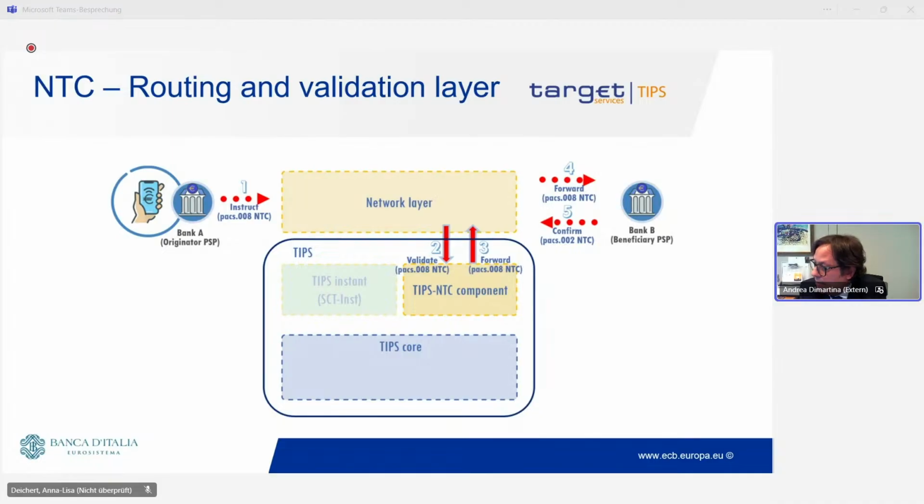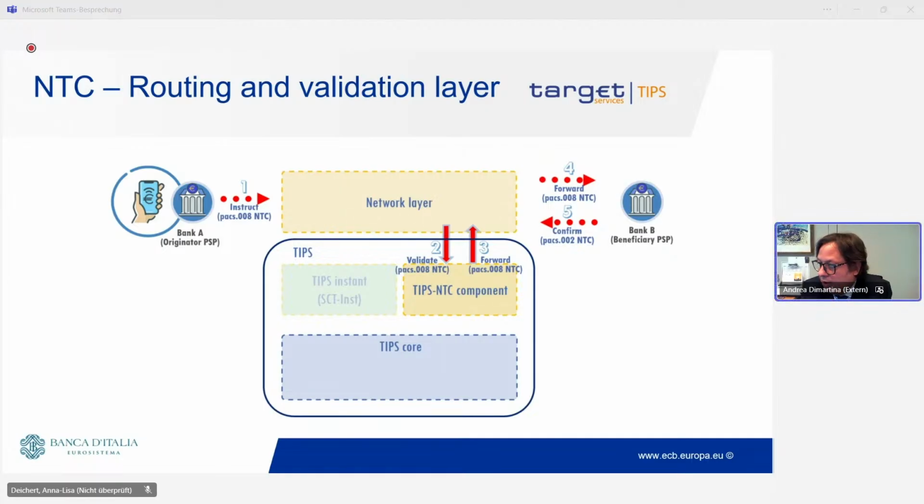So we have a non-time critical payment originated by a PSP that will reach the TIPS NTC component. This will activate a number of validations, and as a successful result of these validations, the payment will be forwarded back to the network protocol layer, aiming to reach the beneficiary PSP of the non-time critical.